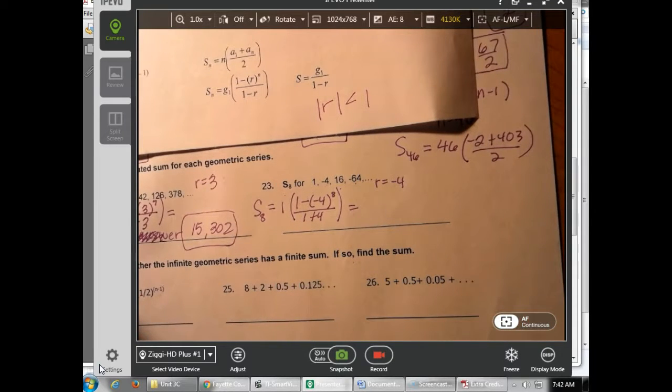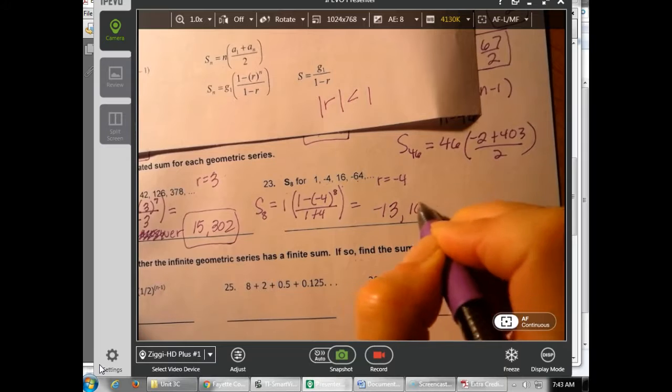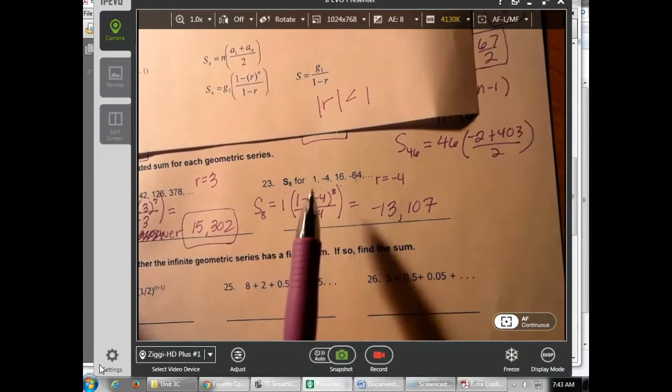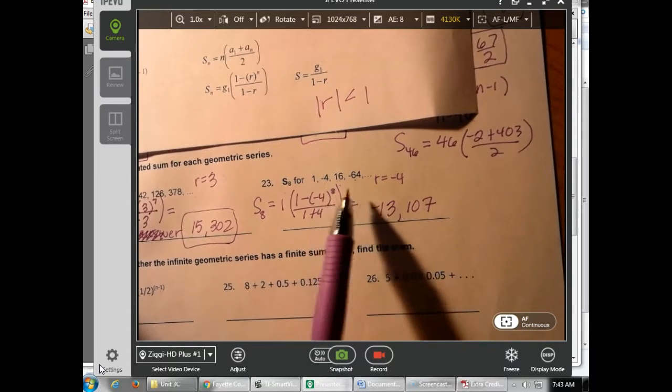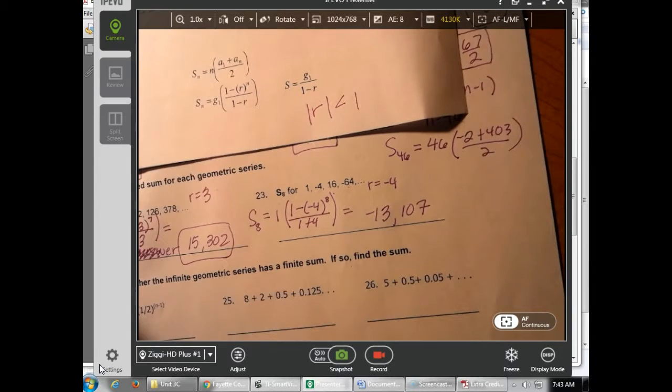And you're going to plug all that in your calculator. So 1 minus, and again, use your parentheses just like we wrote it out there. Okay, and I got -13,107. Now you may be wondering, well, how did we get a negative? Well, it's because some of these values will be negative, and just through the 8th term, we happen to have more negatives than positives there.